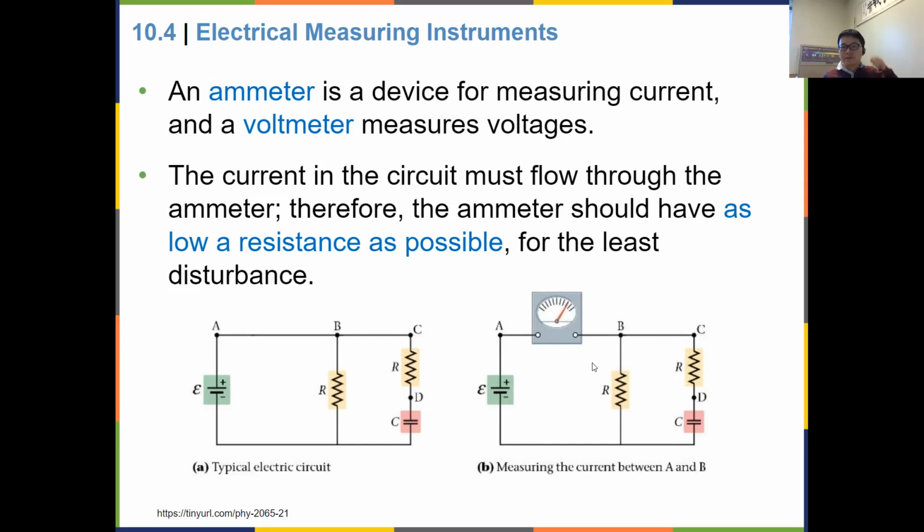In that sense, it's also very easy to burn an ammeter if you have a short circuit. If you apply the voltage directly across the two terminals of the ammeter, you will generate a lot of current because the resistance is so small, and then you'll burn it out. So in a lab, it's very easy to burn the ammeter.